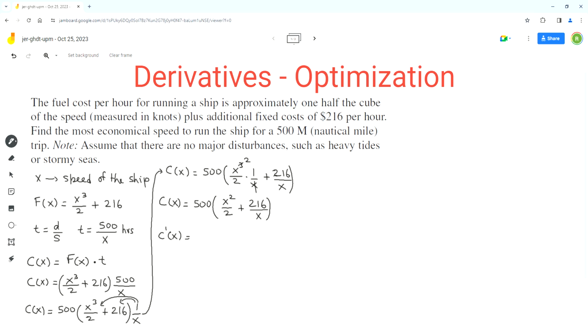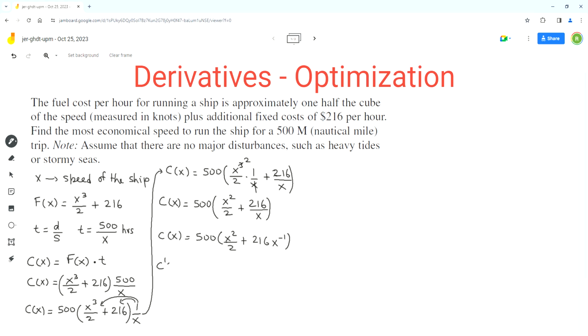Now in this function, the x is in the denominator in the second term in the parentheses. So before we find the derivative, we should move the x to the numerator, because that will make it easy to find the derivative of this function. So we get 216 x exponent -1.